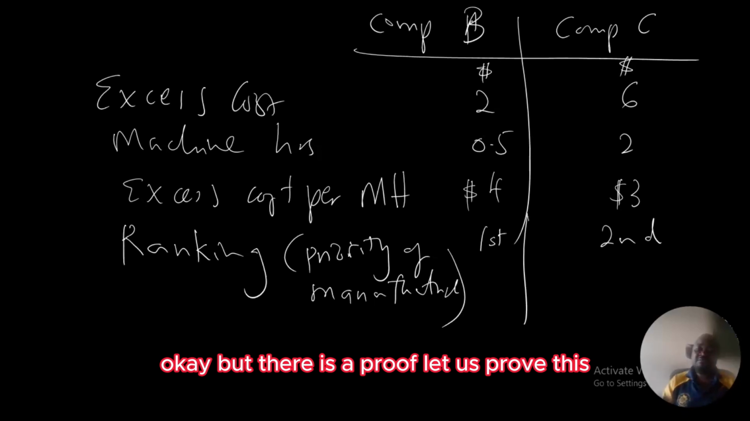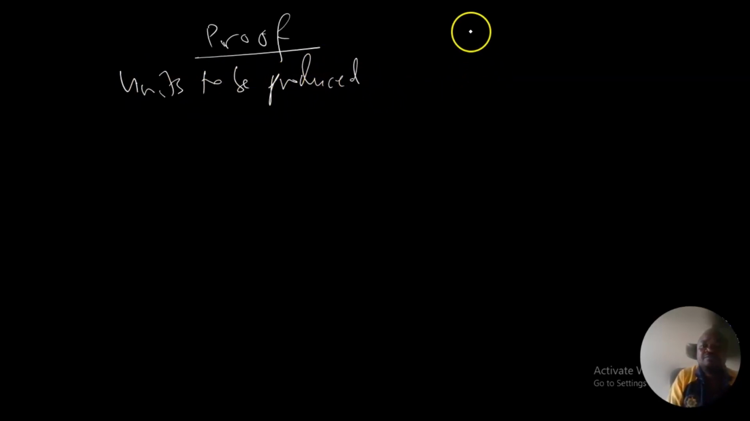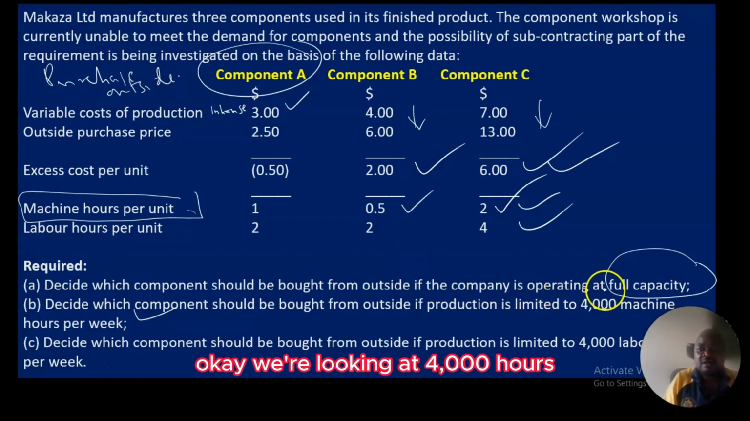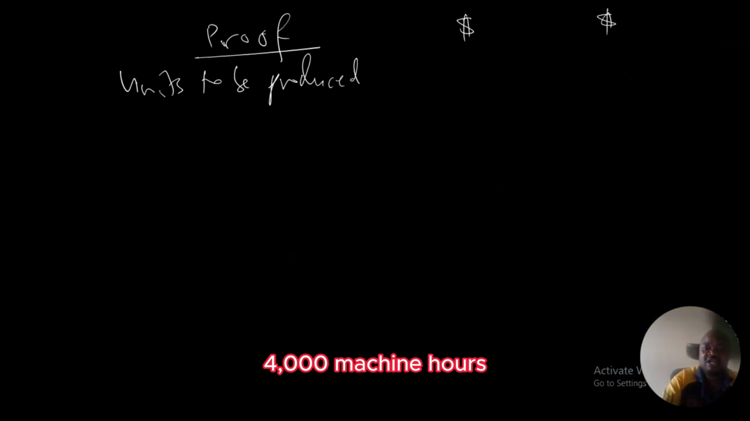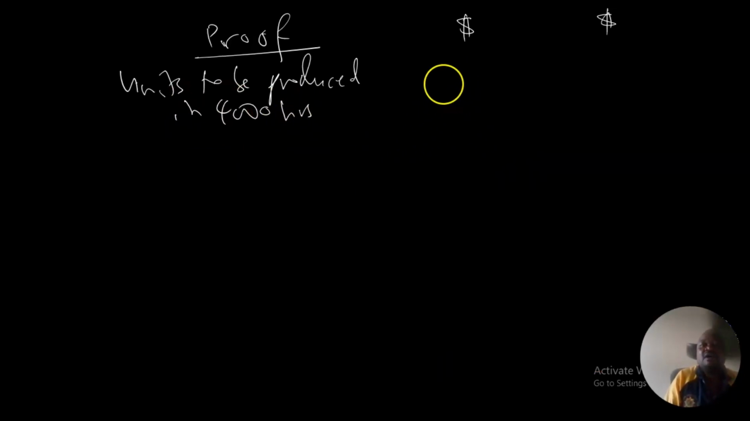Let us prove this. So we come here and say proof. Okay, so units to be produced. How many hours are we looking at? Okay, we're looking at 4,000 machine hours. So units to be produced in 4,000 hours.